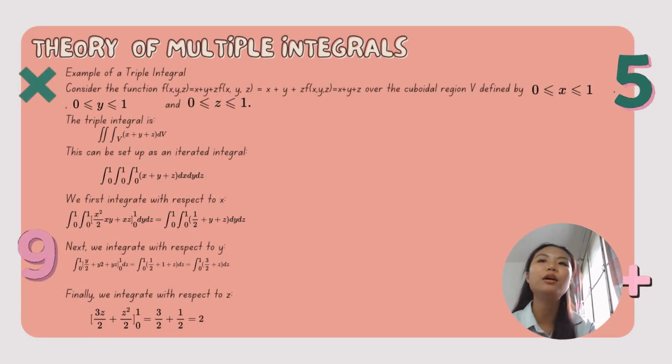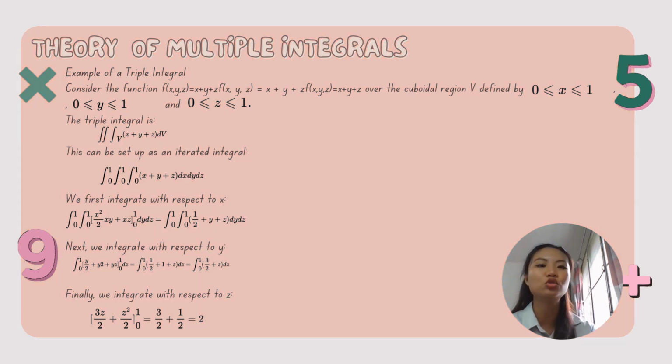So now is an example of a triple integral. The triple integral example consists of a function that has three variables over the box region V, so we know how to do it. The triple integral formula is given, so we can set up the integral. We first integrate with respect to x, then we integrate with respect to y, and finally we integrate with respect to z, so we get the answer is 2.